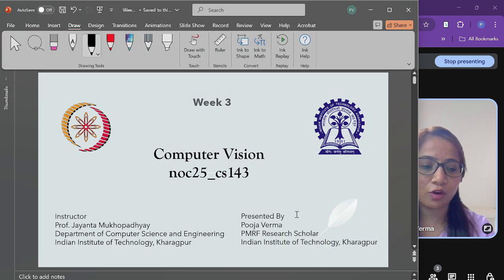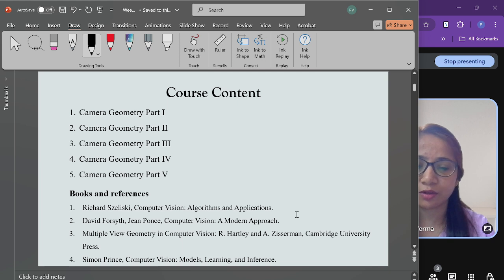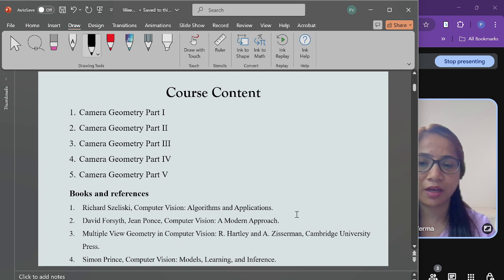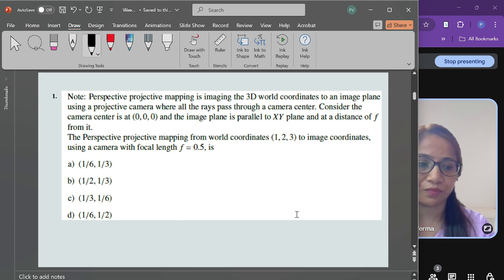Okay, so the course content for this week is camera geometry, how to place the camera, and what are the different projections related to the camera. So let's move to the questions.